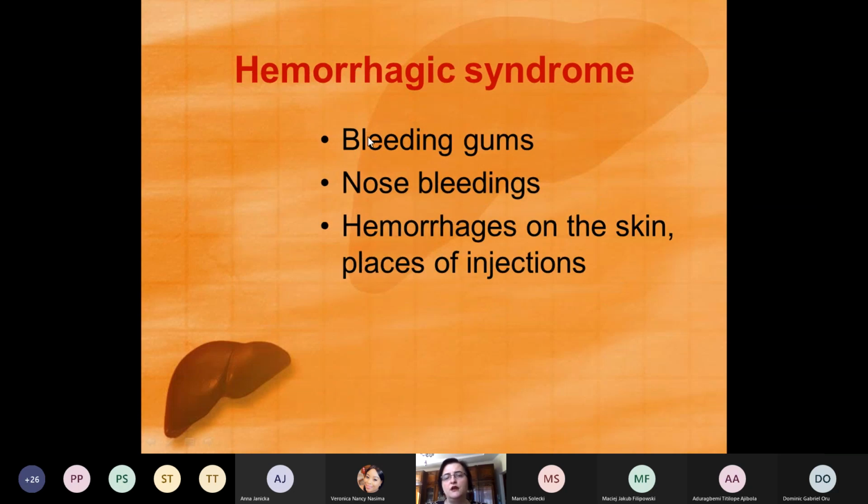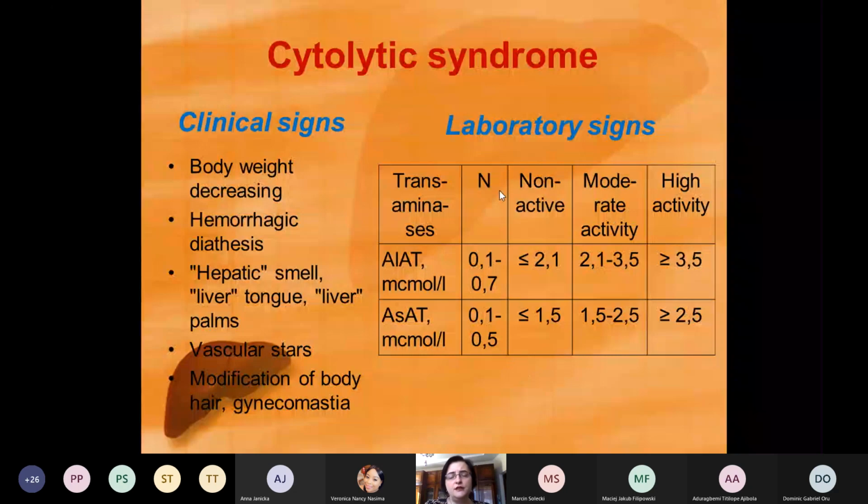Hemorrhagic syndrome: bleeding gums, nose bleedings, hemorrhage on skin in places of injections. And it's during the already late stages of the disease, especially during liver cirrhosis. It's really so, and all our patients have such problems with hemorrhages on skin, and there's this in places of injections.